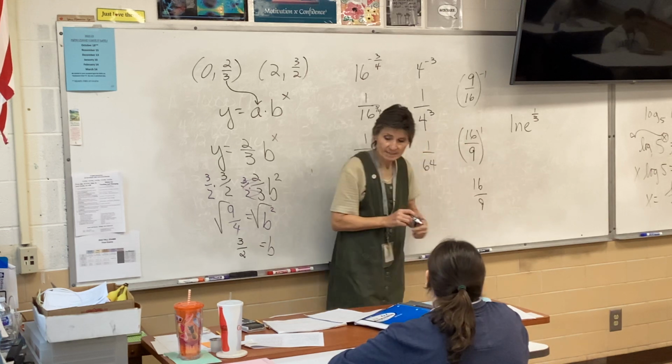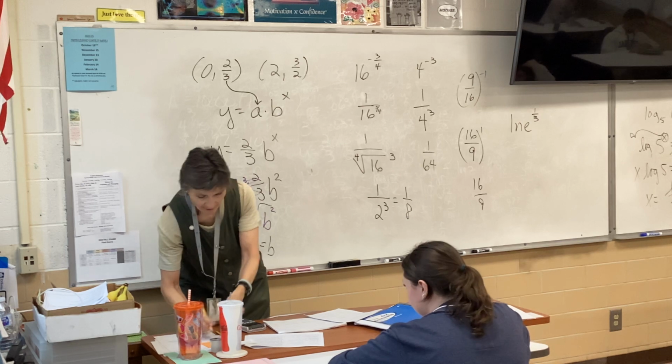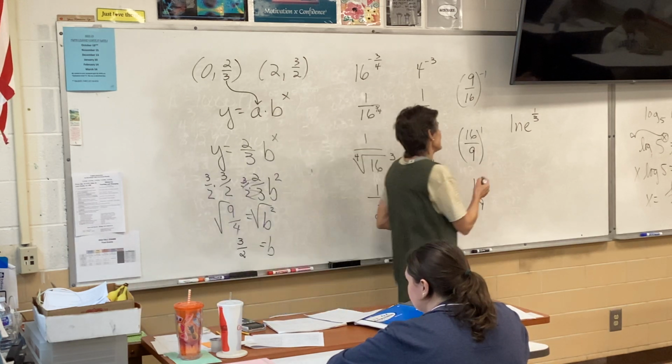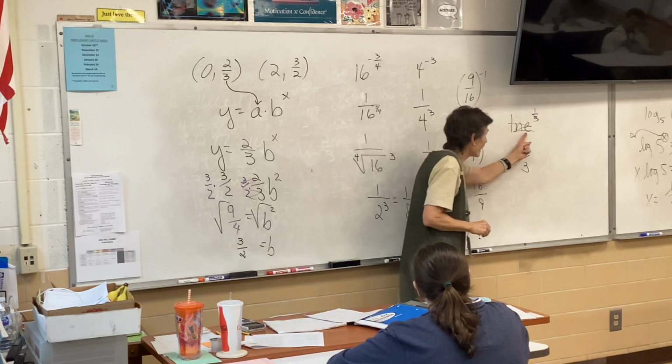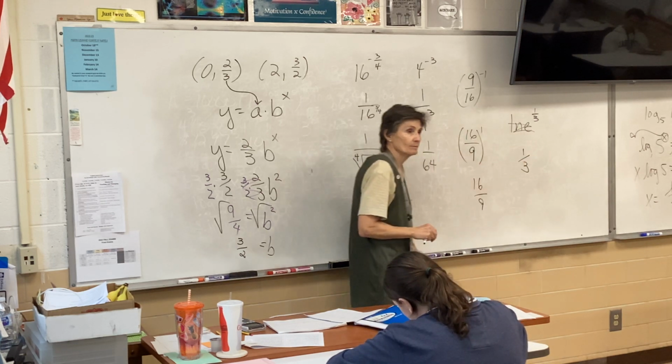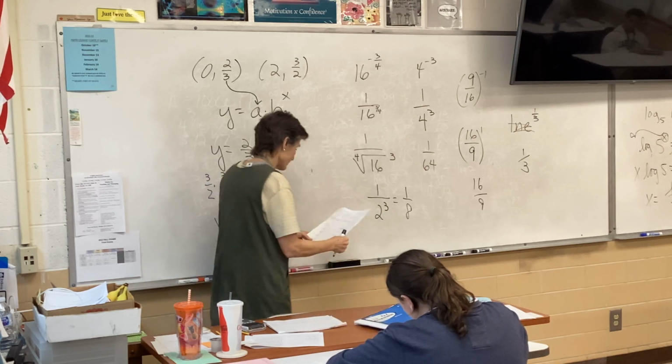What about this one? This is an easy one. 1/3. Yeah. Whenever an ln and an e touch each other, they cancel. Direct contact, they cancel. Done. Okay. All right, let's look at the next 4.